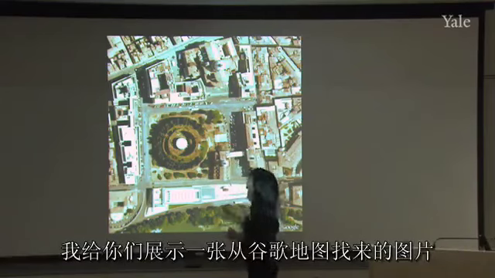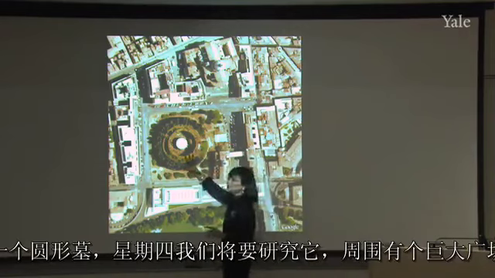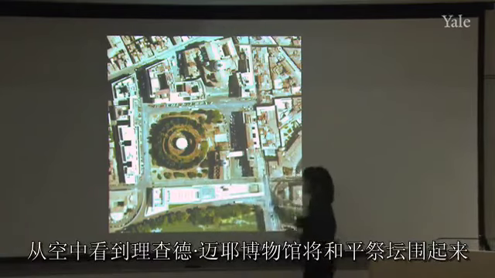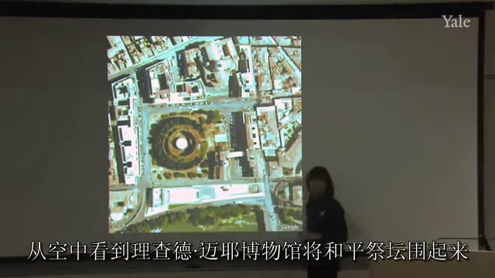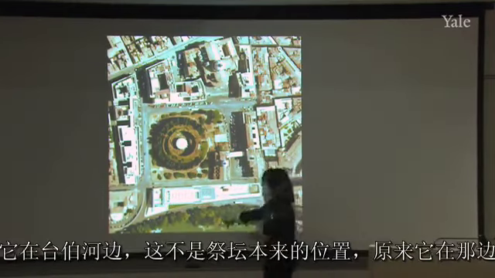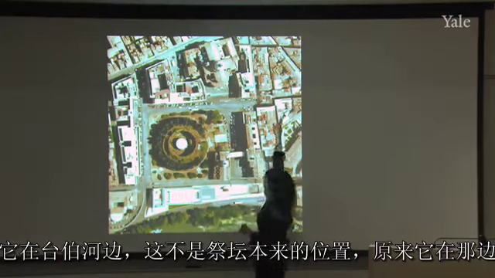I show you a view from Google Earth, an aerial view, showing the mausoleum of Augustus, this large round tomb that we will look at on Thursday, showing a piazza around it, and showing from the air the Richard Meyer Museum that has been built to enclose the Ara Pacis. This was not right near the Tiber River. This was not the original location of the Ara Pacis, which was up over here.